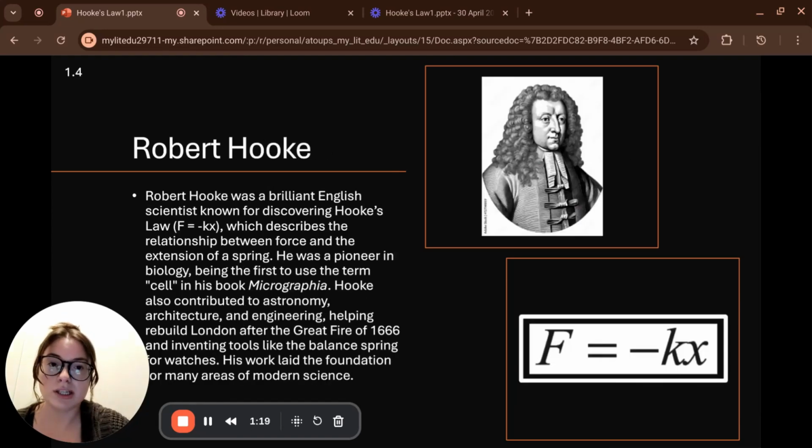And here is Robert Hooke himself. He was a 17th century scientist, best known for, obviously, Hooke's law. But he was also a pioneer in biology, even being the first to coin the term cell. And Hooke also contributed to astronomy, architecture, and engineering, helping rebuild London after the Great Fire of 1666. And he even invented tools like the balance spring for watches. His work really laid the foundation for many areas of modern science.